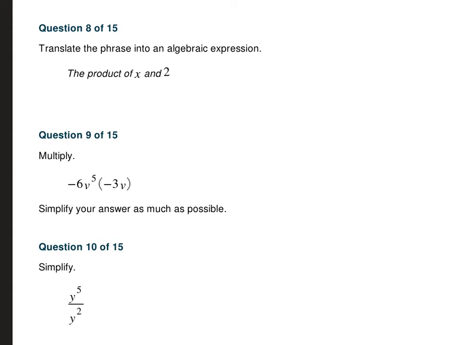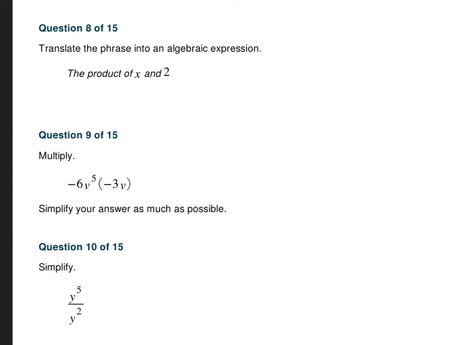Problem number 8 asks us to translate the phrase into an algebraic expression. So this just means going from word form to what we're used to writing it out long ways to algebraic, and writing it almost in math words. So when we have the product of x and 2, product, if I look at my chart or if I recall that, is multiplication. So I know I'm multiplying x and 2.